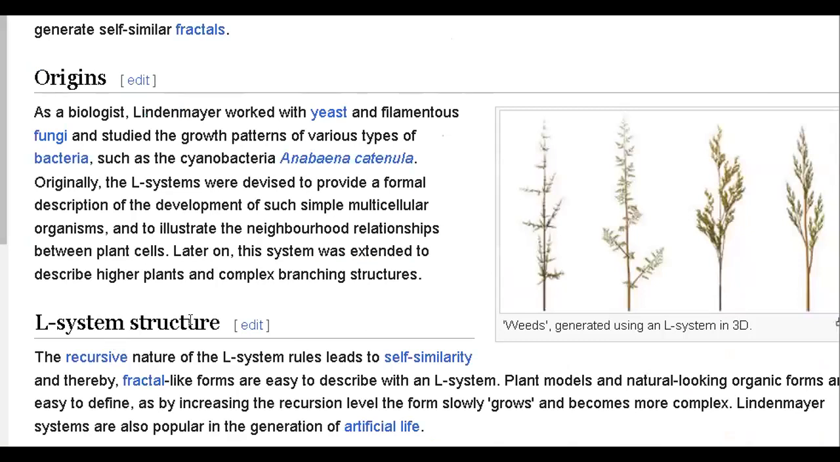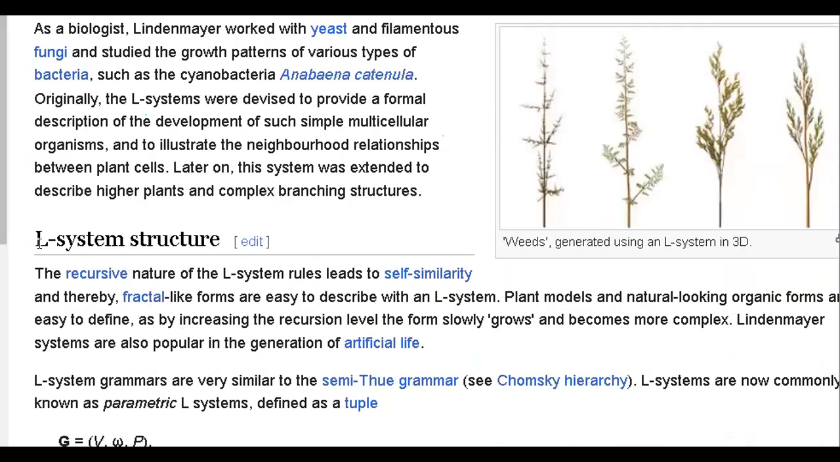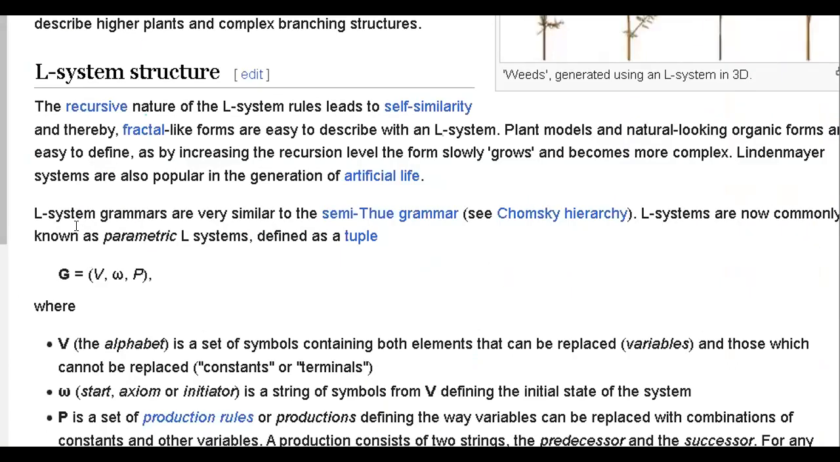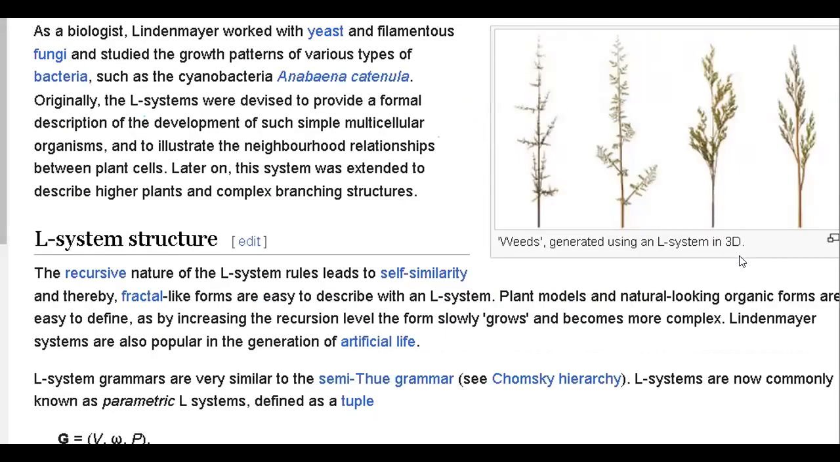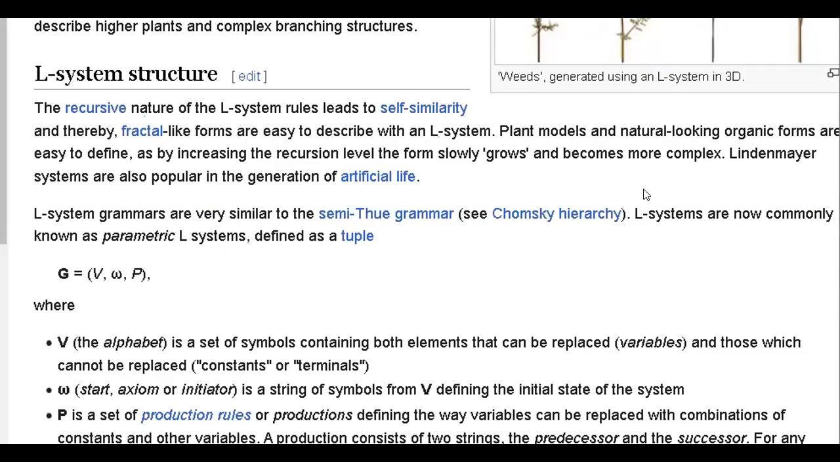An L system has a structure. What is the structure? It is similar to the Chomsky hierarchy. I think this subject belongs to artificial life. So you can model these kinds of branching structures artificially.